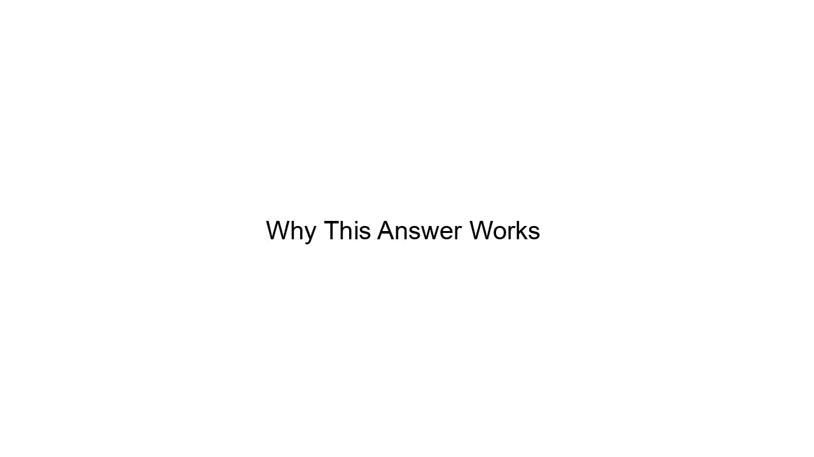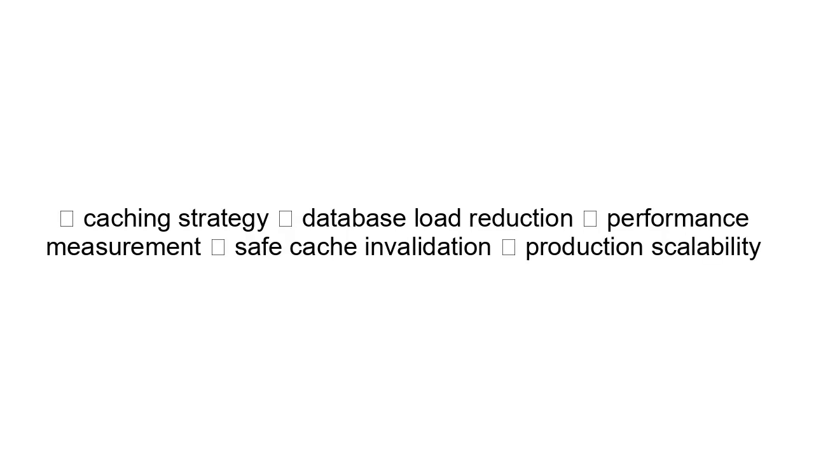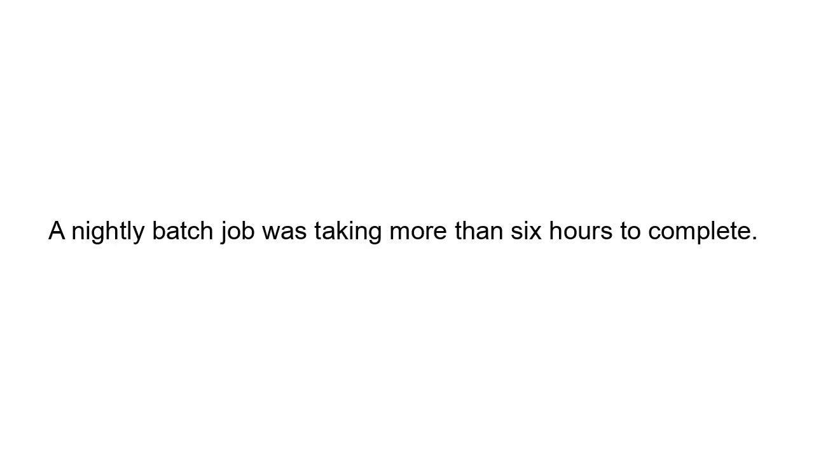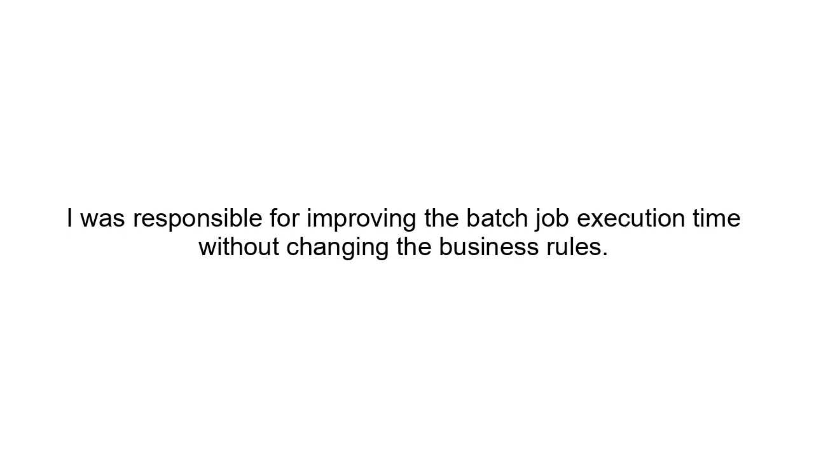Why this answer works? This answer is strong because it shows caching strategy, database load reduction, performance measurement, safe cache invalidation, production scalability. Example 4. Batch job performance improvement. Situation. A nightly batch job was taking more than 6 hours to complete. This delayed downstream reports and created problems for business users the next morning. Task. I was responsible for improving the batch job execution time without changing the business rules.